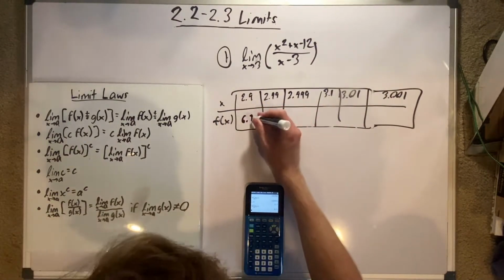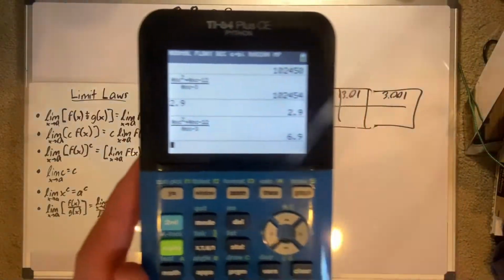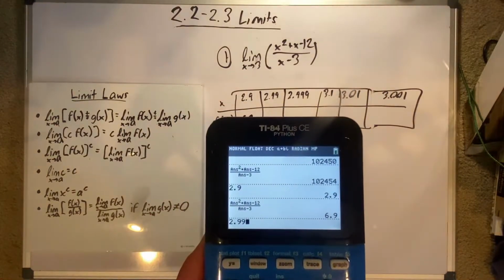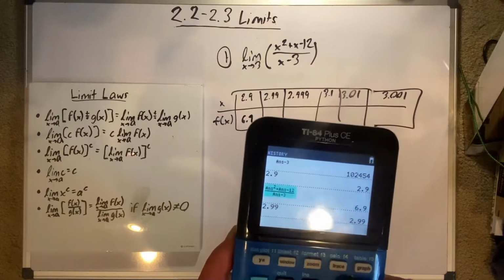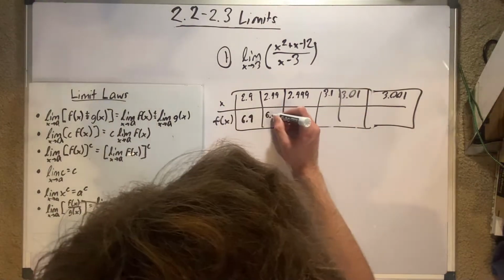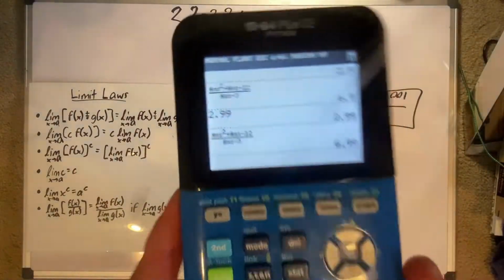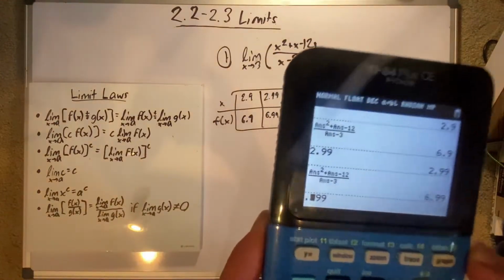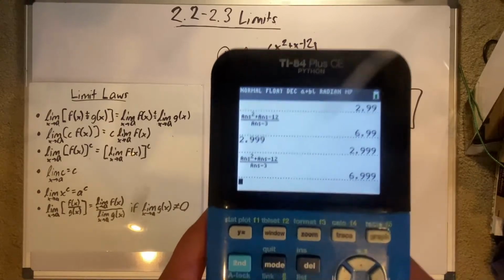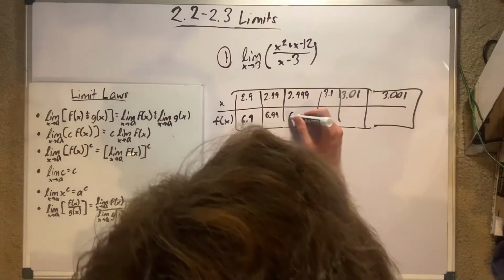So 6.9. And now you're going to want to be exact on this, or at least as close to exact as you possibly can, so you can get the best numbers. So 2.99 is the next number that we're going to do. We're going to press enter, then go upwards again, then click enter again. So that's 6.99. Can you guess how 2.999 is going to evolve? 2.999, go to answer again. Answer 6.999.